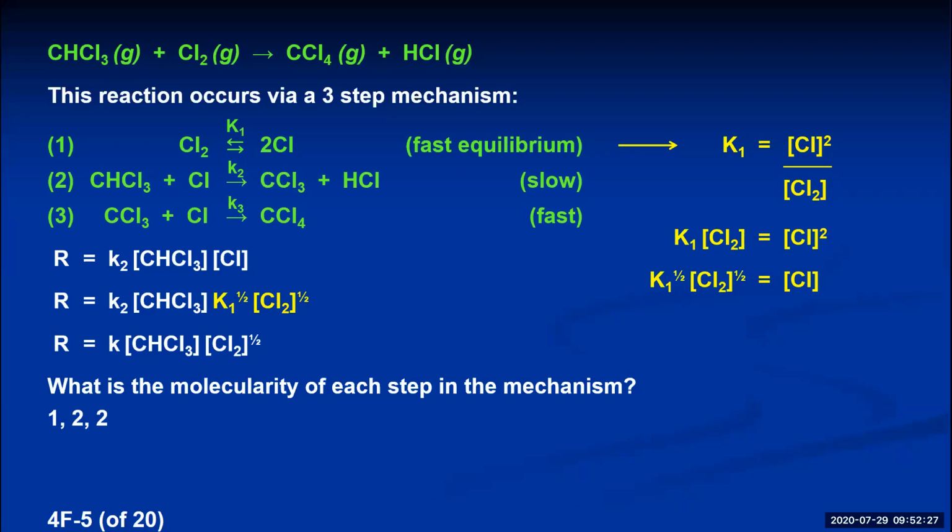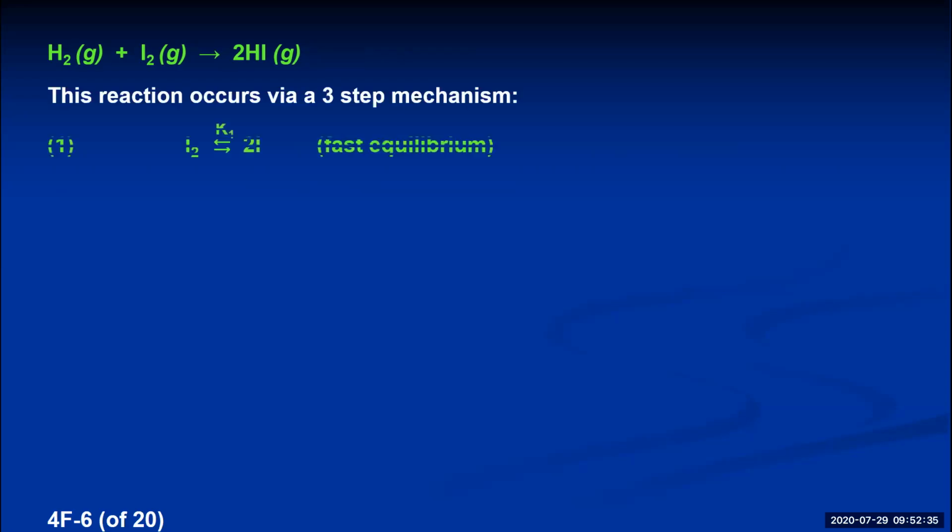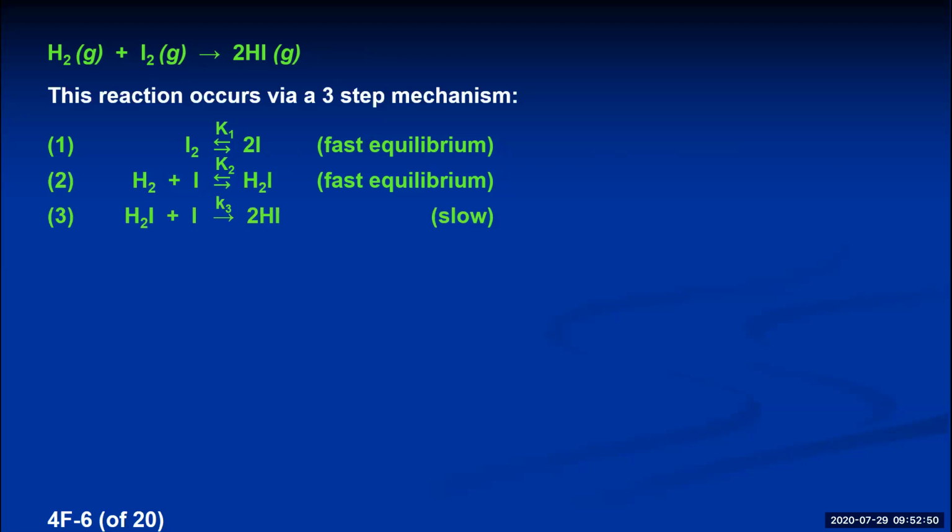Let's try one more example, maybe just a little bit more challenging. For the reaction hydrogen and iodine forming hydrogen iodide, this reaction also occurs via a 3-step mechanism. First one is a fast equilibrium where the diatomic iodine breaks down into iodine atoms. The second step is a hydrogen molecule reacting with an iodine atom to form H2I. And the third step is the H2I reacting with an I to form 2 HIs.